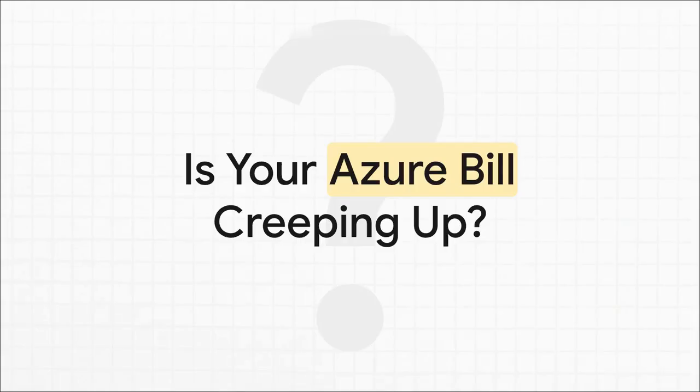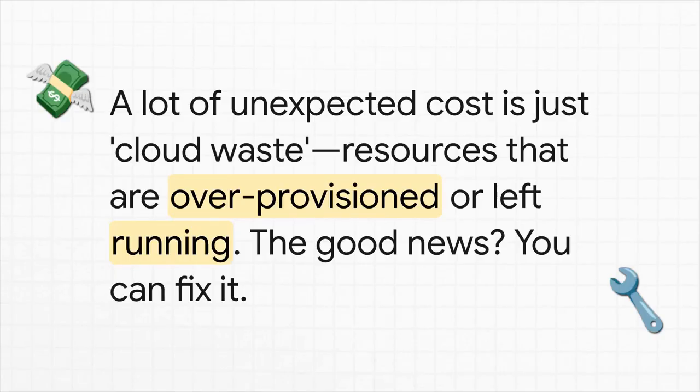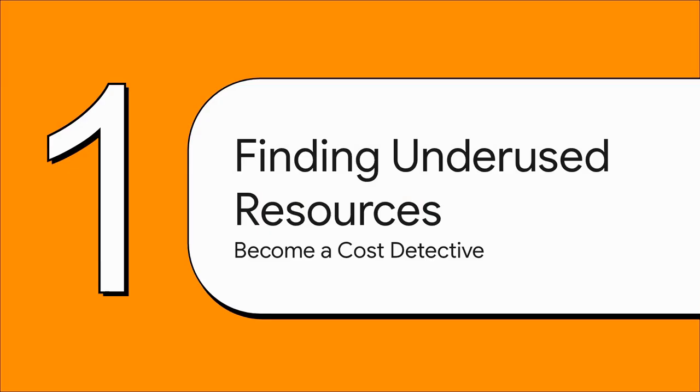Does this look familiar? You check the monthly invoice, and it's just a little bit more than you expected. Again. It's a super common problem for teams of all sizes. It's not usually one big thing, just this slow, steady creep that can feel kind of mysterious and, frankly, out of your control. But here's the thing. A lot of that extra cost isn't because you're doing anything wrong. It's often just what we call cloud waste. Resources that are a bit too big for the job or that are left running when nobody's using them. And the best part? This is a totally solvable problem. You absolutely have the power to fix it. Okay, let's get into it.